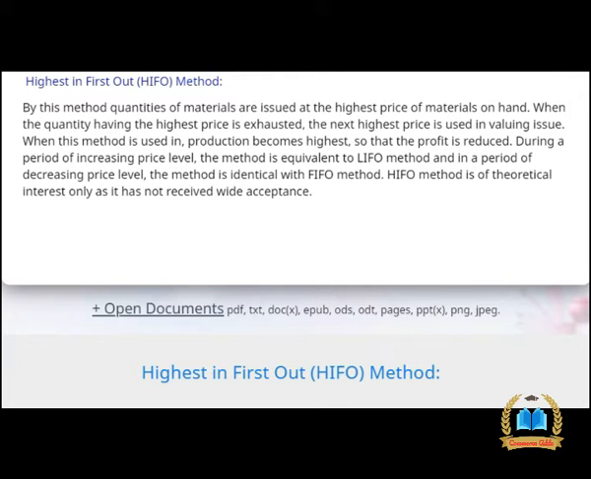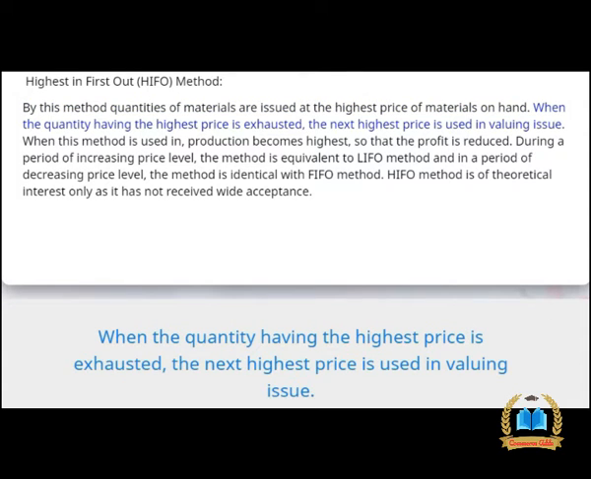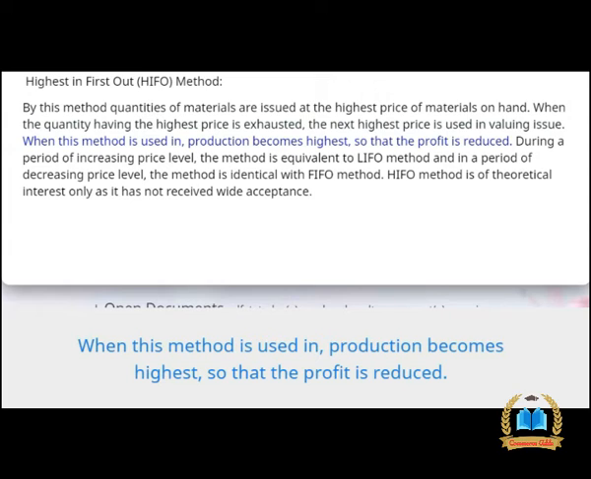Highest in first out, HIFO, method. By this method, quantities of materials are issued at the highest price of materials on hand. When the quantity having the highest price is exhausted, the next highest price is used in valuing issue. When this method is used, cost of production becomes highest, so that the profit is reduced.